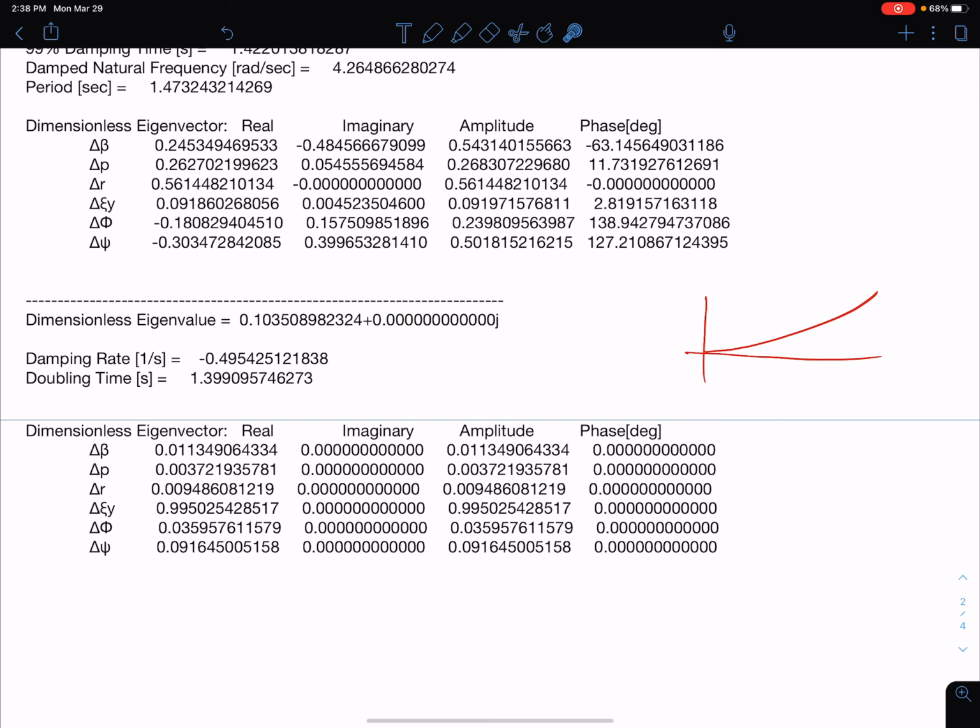Okay, so here we've got a divergent mode, and for a divergent mode, instead of reporting the 99% damping time, which we can really only do for a convergent mode, we can report the doubling time. So this says if we compute from the damping rate the doubling time, it takes about 1.4 seconds to double in amplitude. So that can be a little bit dangerous here. We'll talk about that in a moment. So let's look at the components of the eigenvector to try to figure out what's going on here.